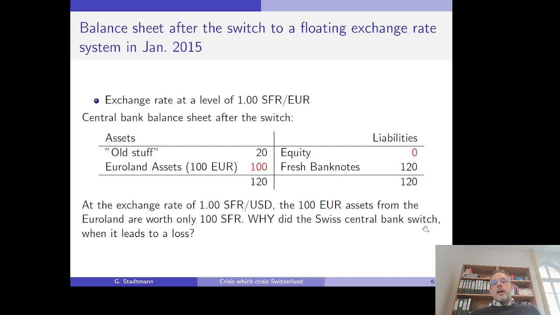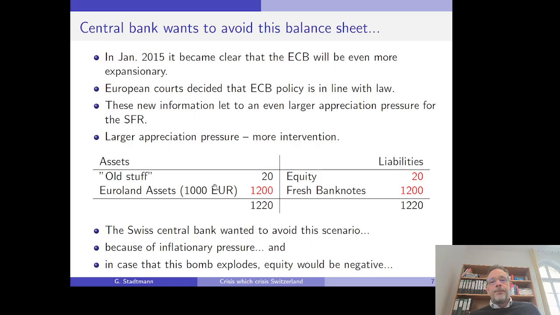But why did the Swiss central bank switch to a floating exchange rate system when in the end it leads to a loss for the Swiss central bank? In January 2015, it became clear that ECB monetary policy will be even more expansionary. One European court decided that the ECB policy is in line with the law, and this new information led to an even larger appreciation pressure for the Swiss franc. And larger appreciation pressure means more intervention is necessary.